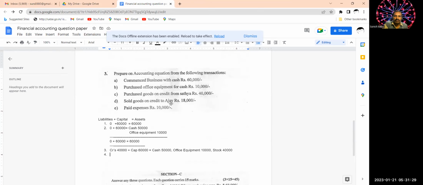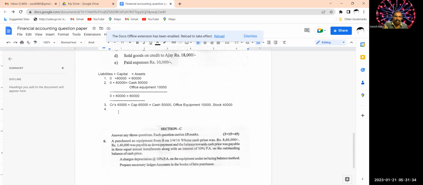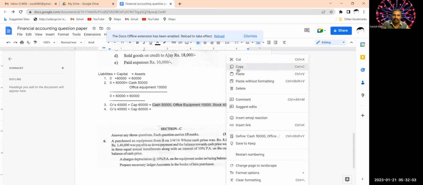Next, sold goods on credit to Ajay, 18,000 rupees. You are selling goods on credit. So these two remain the same, as it is, no change at all. Copy and paste. And here, what changes after this transaction? Cash remains same. I will write it as it is, and only record the alterations. That would become easy for you to understand.